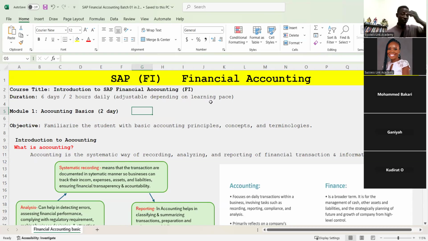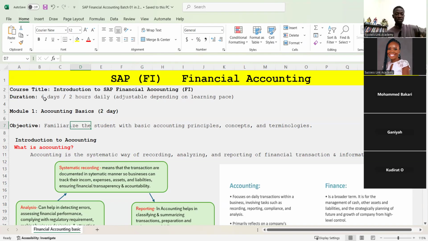So, SAP Financial Accounting, that's the module we want to treat. But like I said, we'll need to start from the basics of financial accounting per se, so that at least we have a brief understanding of what is accounting. We will not go into detail of accounting, but it's essential we explain the components that make up accounting, so that we know what we are talking about.